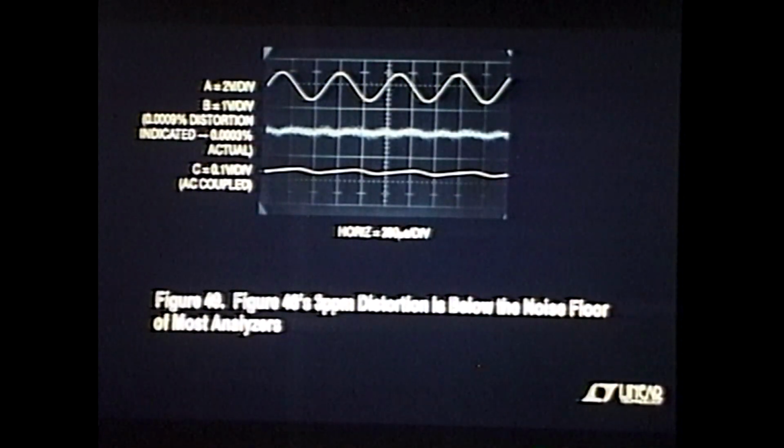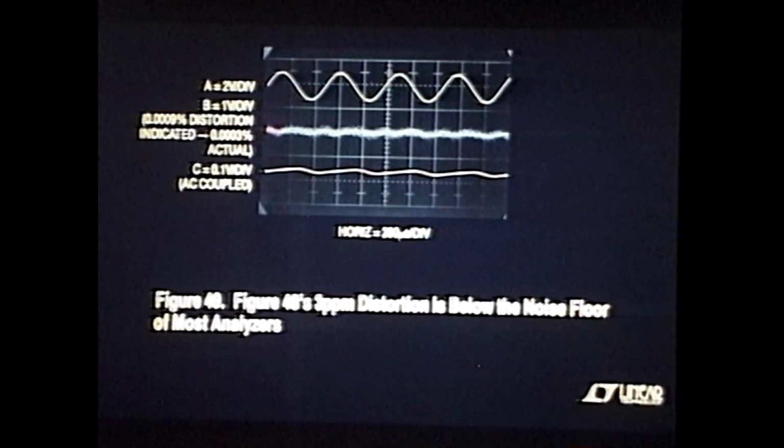And bingo. You knock that distortion down right to the noise floor of the instruments we had available. What you see now, my distortion analyzer at home indicated about 9 parts per million, and that's about all I've got at home. You've got to go to work where they're not as cheap as I am. They'll spend money on stuff like this.